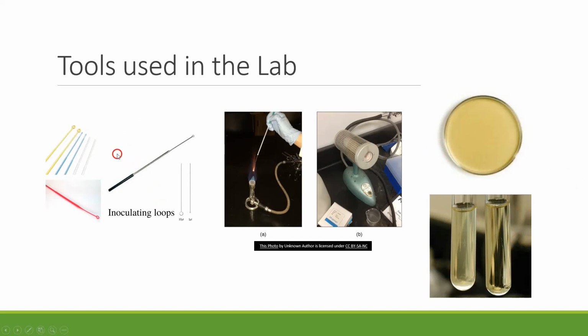So the inoculation loops, those can be metal, which is the ones we're usually going to be referring to, because those are the ones we get to use over and over. But in some cases, they're plastic because they're a single use, one time only.